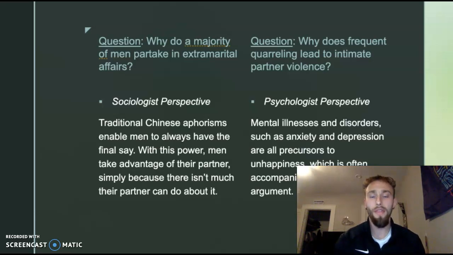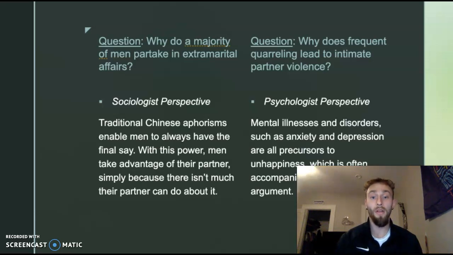A question that would spark the interest of a sociologist would be why do a majority of men partake in extramarital affairs? And a sociologist would answer this by saying that external culture, and how that is being brought down and taught through consecutive generations, is that the traditional Chinese aphorisms enable men and put men in a power position to always have the final say in arguments and really in any important, difficult question or issue that's going on in the household.